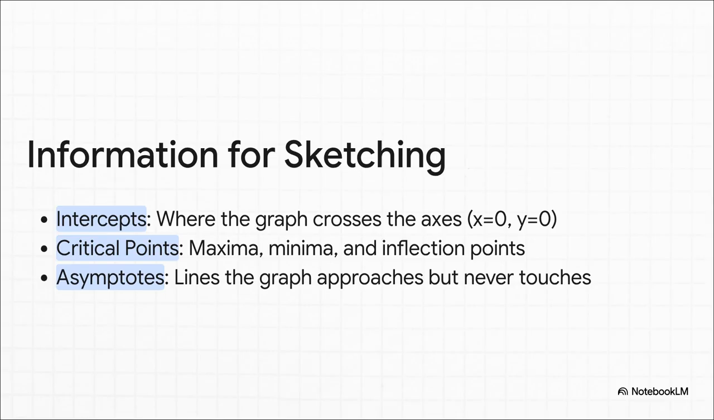First, find where the graph crosses the axes, the intercepts. Second, use the derivative to find all those critical points we just talked about. And third, find any asymptotes. Those are the invisible lines the graph gets closer and closer to but never quite touches. With those 3 things, you can draw a really accurate sketch.